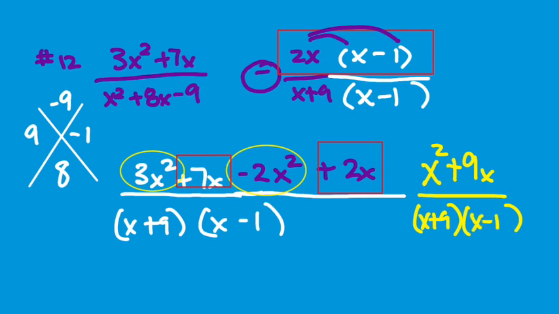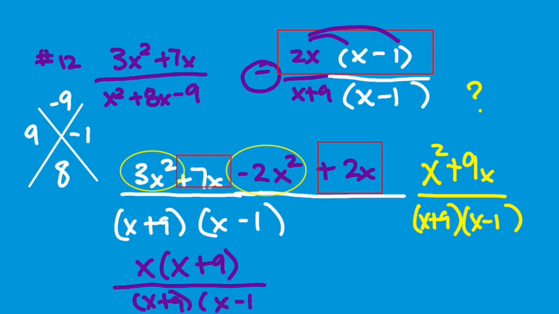Now we're done, except I need to see if I can simplify. That's the big question here, and I check that by factoring. On my top, I'm going to factor out an x, and I get x plus 9. Aha, we know we can cancel that x plus 9, right? So we go ahead and cancel that, and now our problem is in its lowest terms, and we have completed the last question of the homework.